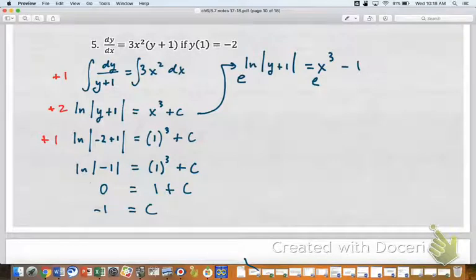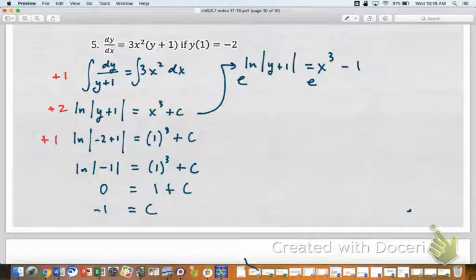And by the way, sometimes people will make this mistake. When I e both sides, I'm eing both sides, not this. This would be a mistake. I'm taking the whole left side to be the exponent of e and the whole right side, not little parts. Should be this. Okay, let's keep going.